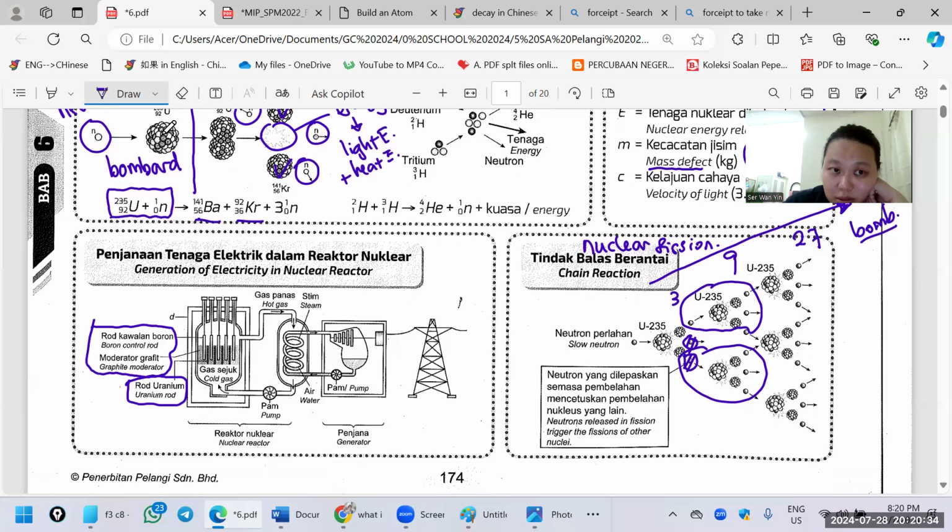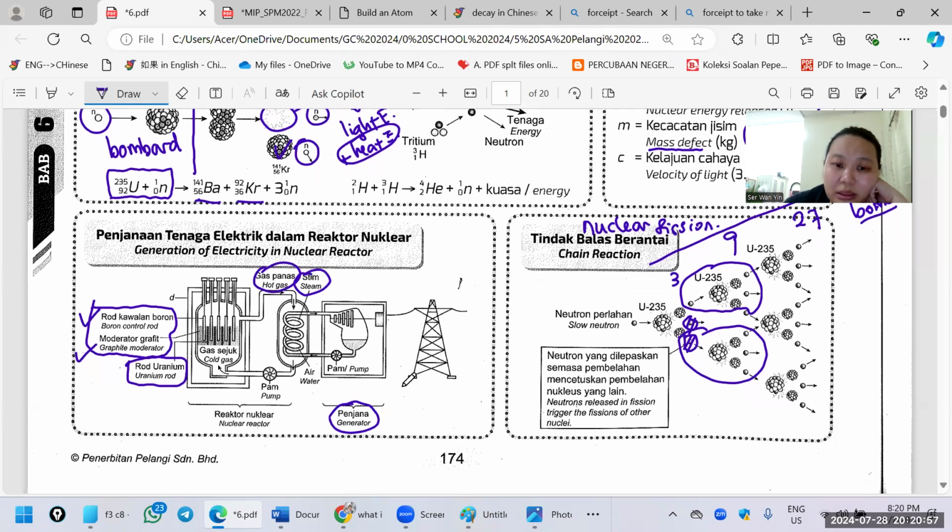Uranium rod means the explosion is here, but if you want to control the process, we must add on this too. Okay, so actually what we have is heat energy to heat up the gas and turn it into steam. Finally it comes to the generator. Generator means it will generate electric current. So here we get induced EMF.